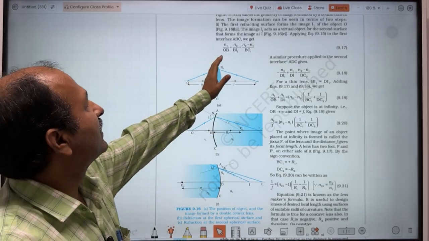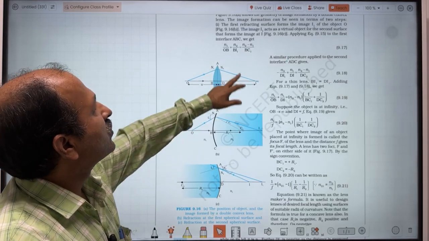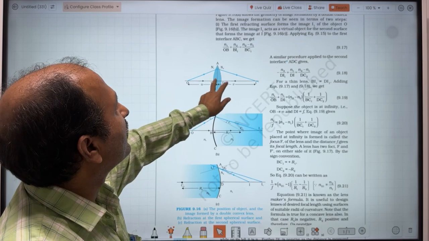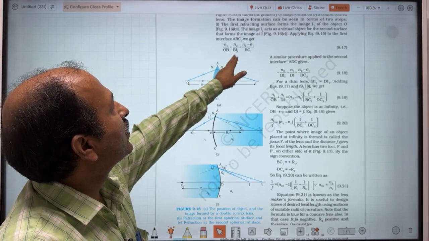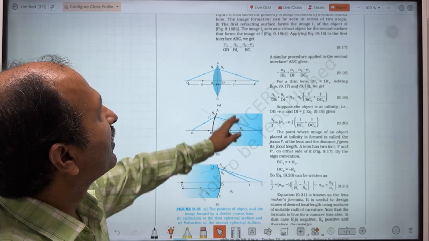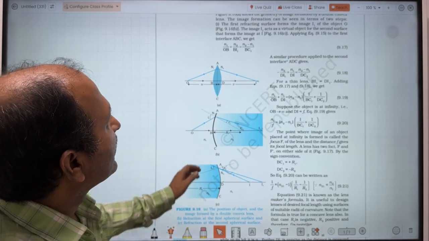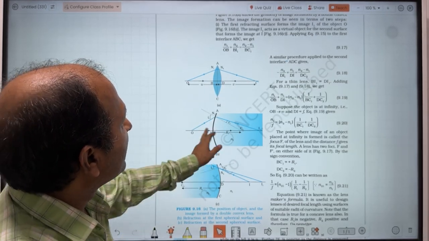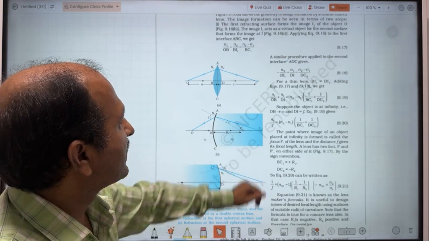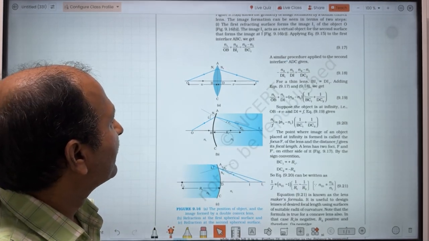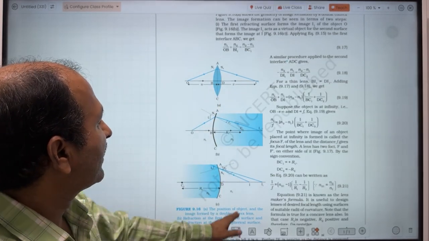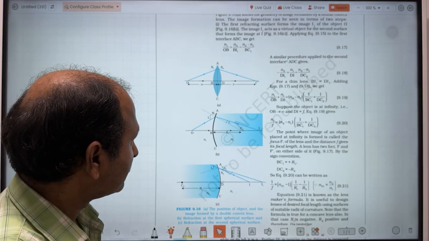When refraction takes place from this surface, we will write this relation: N1 divided by OB, the object distance, plus N2 divided by BI1, equal to N2 minus N1 divided by BC1. And then the image will be formed over here, I1. Now this I1 will behave like an object for the second surface, and its final image will be formed over here.